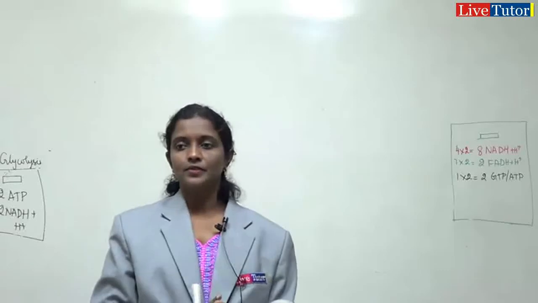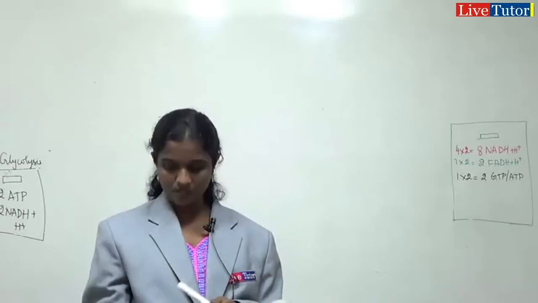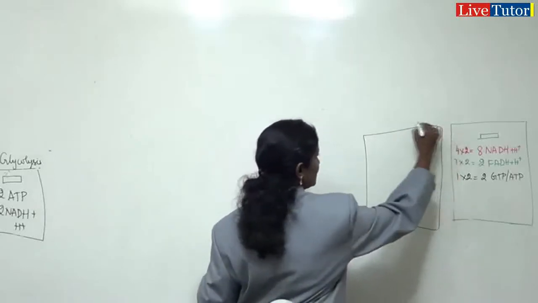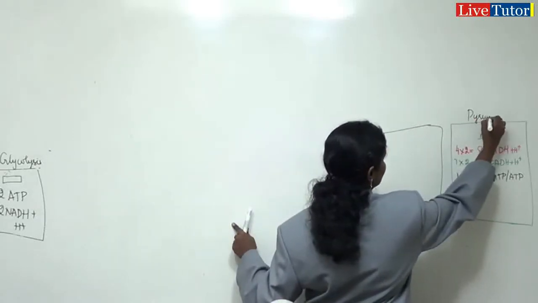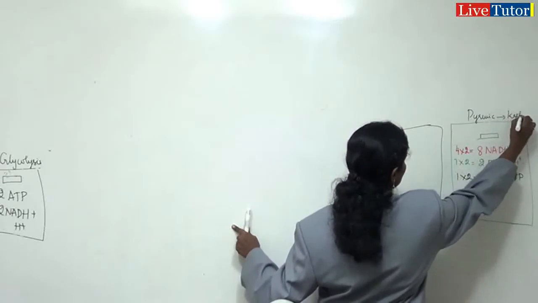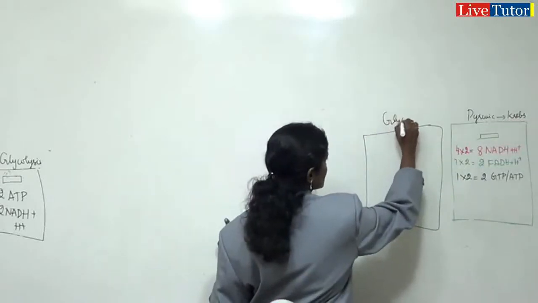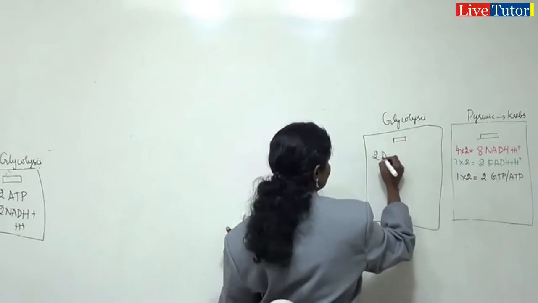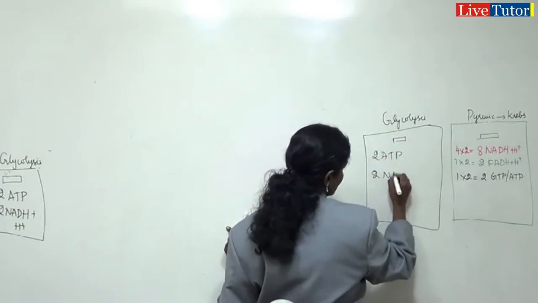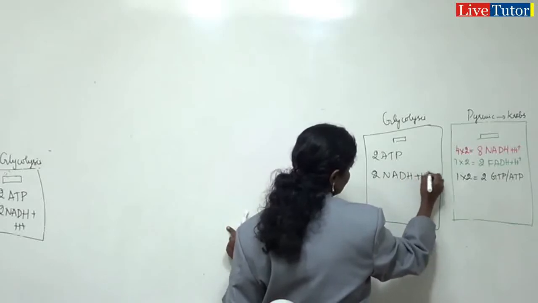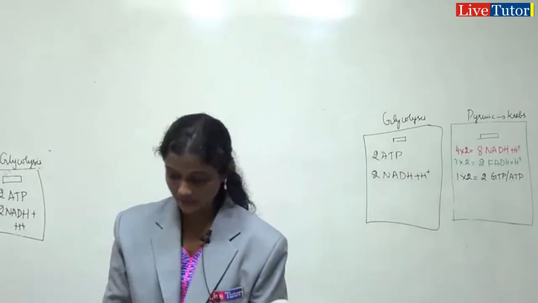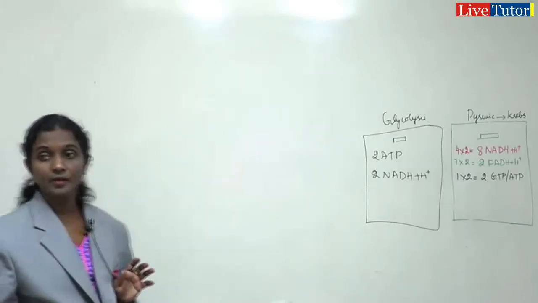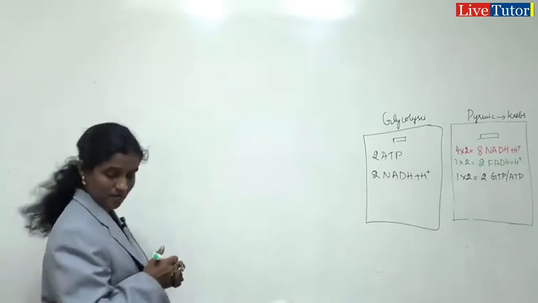Now we have two boxes. I'll put both the boxes on one side. This is the pyruvic acid to Krebs cycle box. Another box we had is the glycolysis box, in which we saved 2 ATP and 2 NADH plus H plus. So this is our saving so far. Now we are going to take it to the inner membrane of mitochondria. Shall we see the inner membrane of mitochondria?